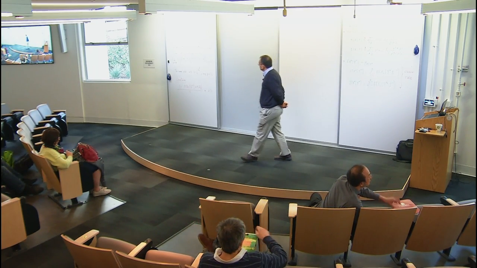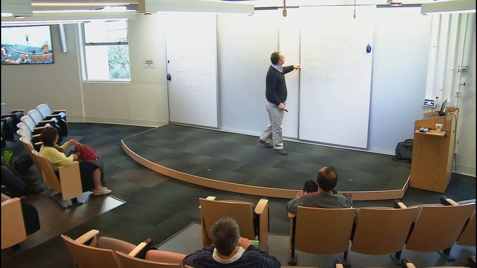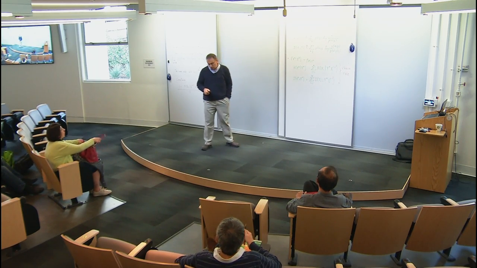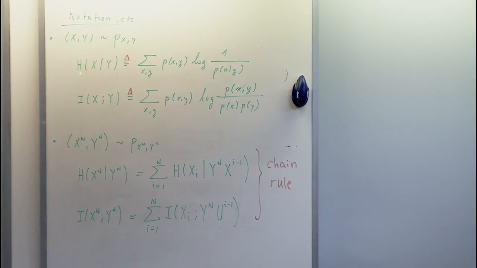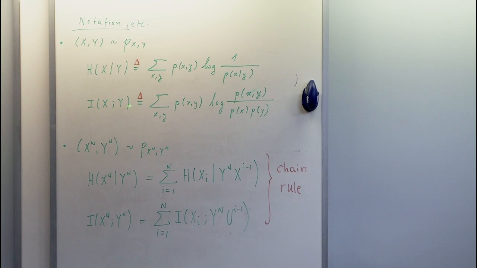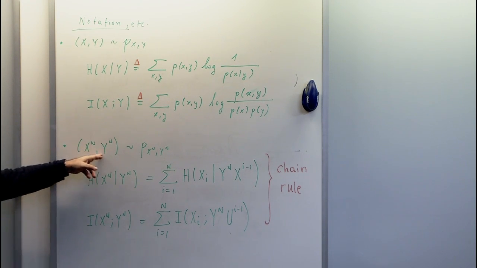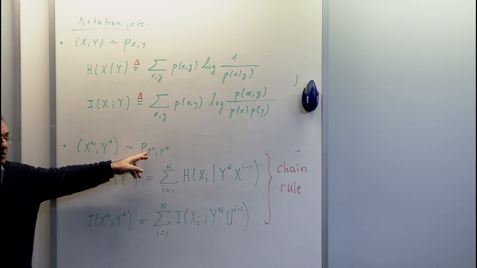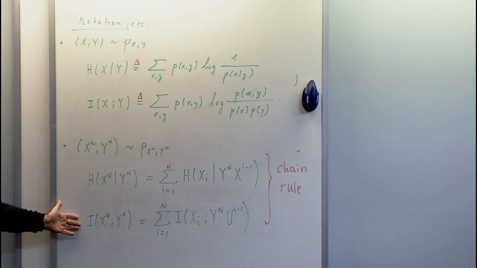So I wrote a couple of things on the boards to prepare for the lecture. Let's first take a look at the notation that I will be using, standard notation: X, Y, a pair of discrete random variables with a joint distribution. The conditional entropy, the mutual information between X and Y, and the vector forms. This X^n will denote a vector of length n. So these are two vectors jointly distributed with some joint distribution. The conditional entropy, the mutual information.